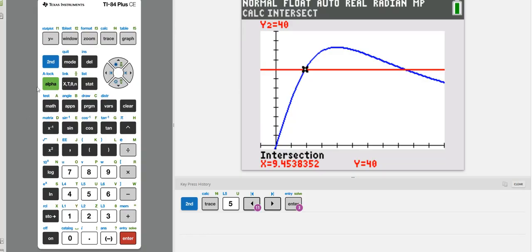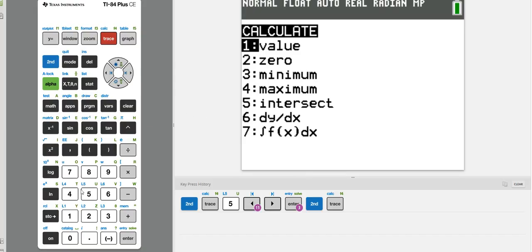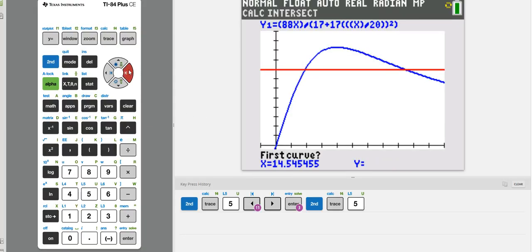And now for yourself, finish this off by trying to find that other point of intersection. So hit the second key and the trace key, option 5. Get close to that second point of intersection and press enter a total of 3 times.